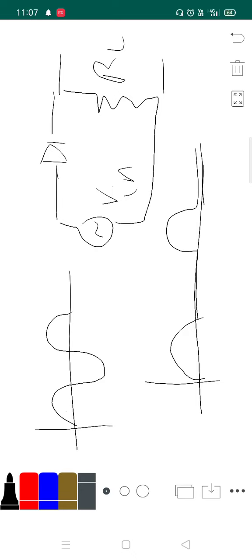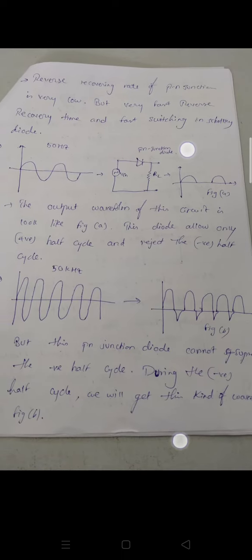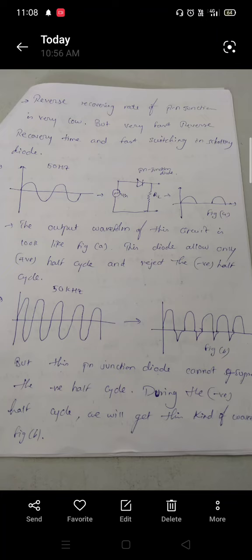But a PN junction diode cannot suppress the negative half cycles. Ideally you will get a circuit like this, but practically we cannot get it like this. I will show it in the figure. Actually you will get the output like this, but the output waveform of the circuit looks like the figure here. The diode allows only the positive half cycle and rejects the negative half cycles.